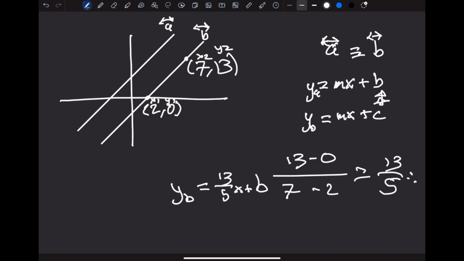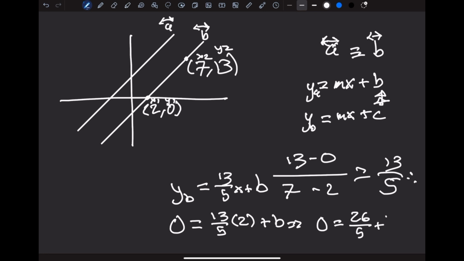So you would plug in 0 for y, equals 13 over 5 times x, which is 2, plus b. Now you solve for b. So you have to do 13 times 2, which is 26. So now you have 0 equals 26 over 5 plus b. Now you need to get b by itself, so you subtract 26 over 5 on both sides.